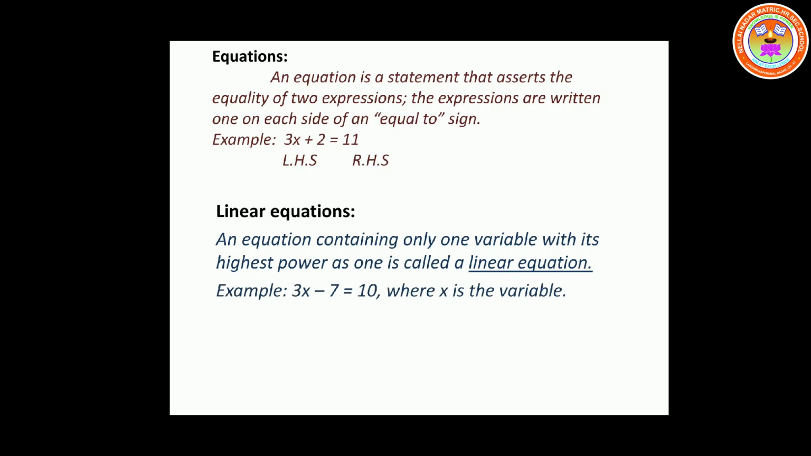Example: 3x minus 7 is equal to 10. Now here x is a variable, and minus 7 and 10 are constants. Now here, what is the degree of x? It is 1. So throughout this equation, what is the highest power? It is 1. So I say that 3x minus 7 is equal to 10 is a linear equation.